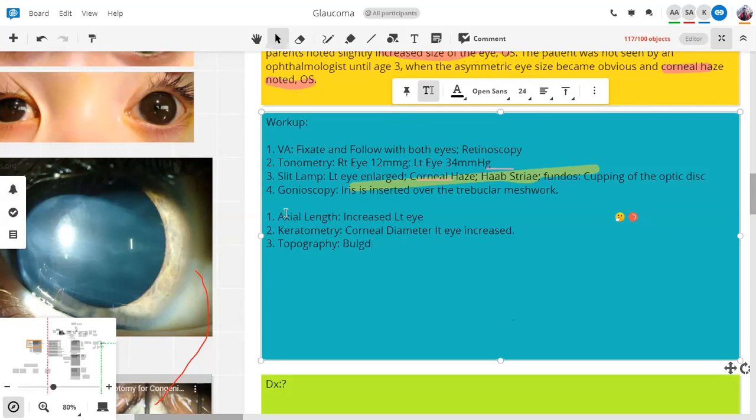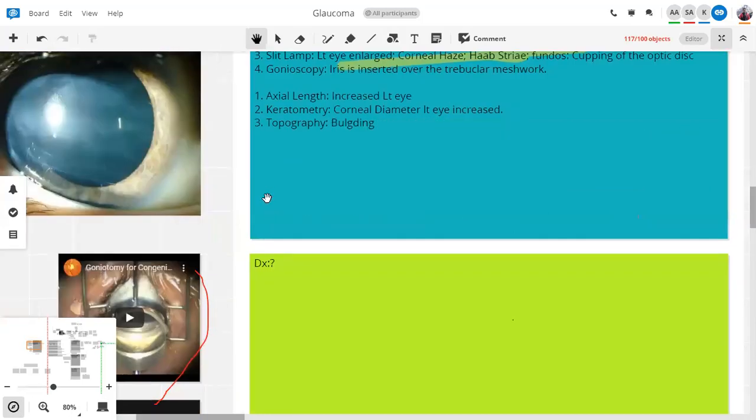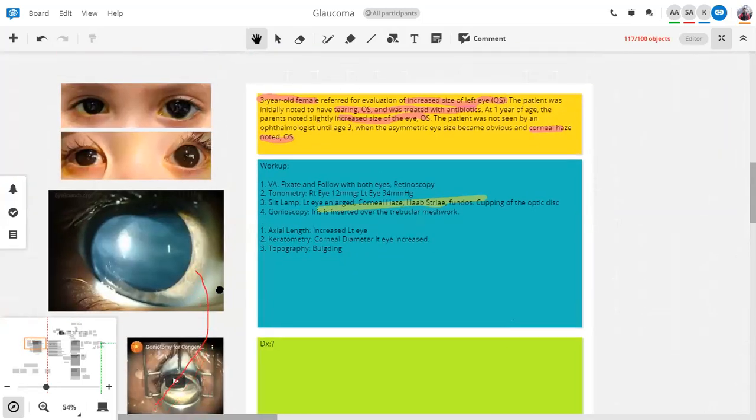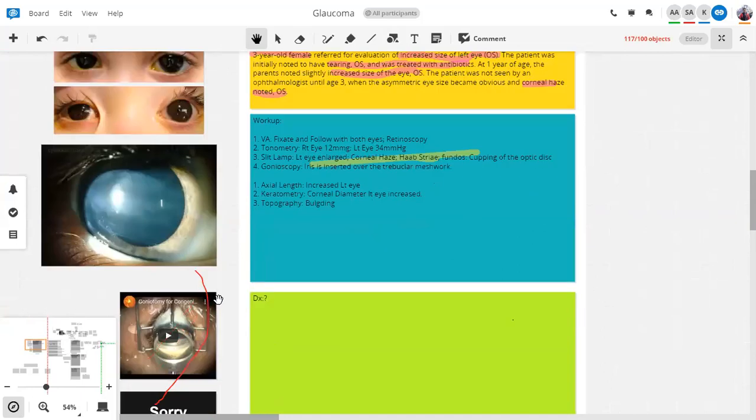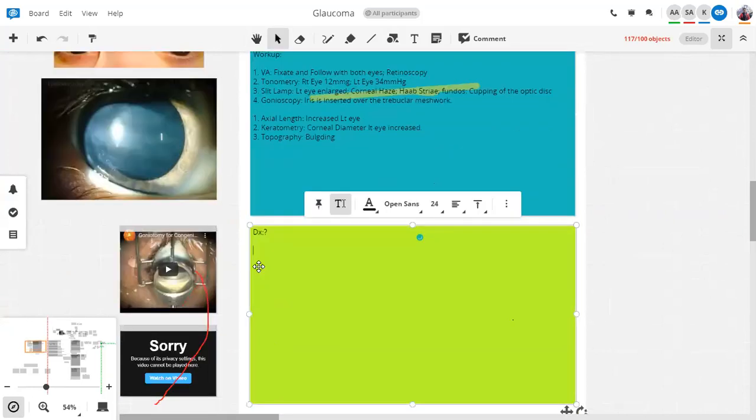So, is there any other investigation you would like, or do you have our diagnosis? We have our diagnosis. What is our diagnosis then? Anyone tell what the diagnosis is? Primary infantile glaucoma. So this is primary infantile glaucoma. How will you manage this patient?